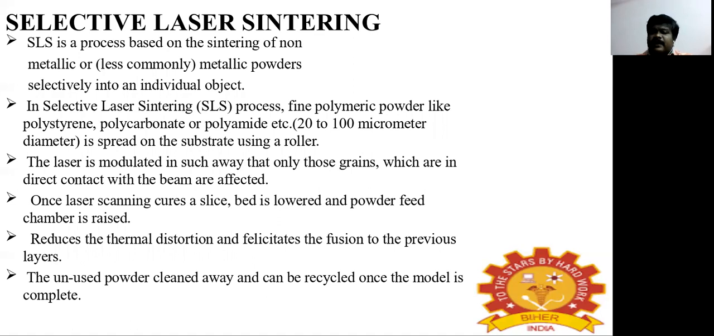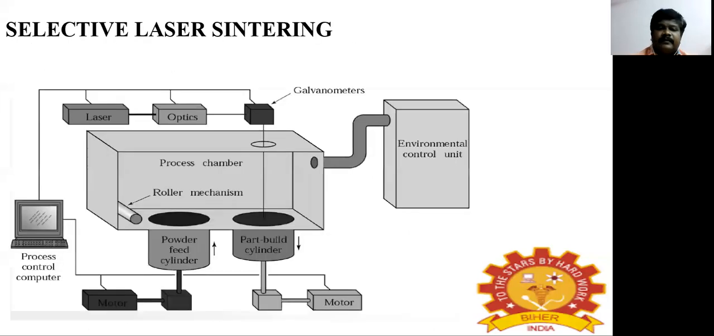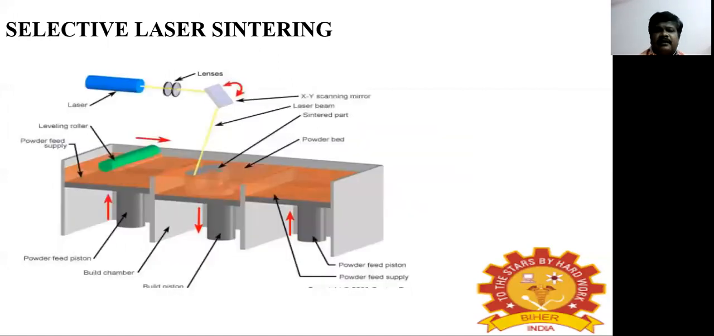When the bed is lowered and the powder feed chamber is raised, it will also reduce the thermal distortion. It will facilitate the fusion of our previous layers also. The unused powder is cleaned away, and it can also be recycled once our model is complete. You can see the SLS process. We have the computer process controller, laser optics, process chamber, galvanometer, environmental control unit, powder feed cylinder, motor, part build cylinder. So this is the SLS process.